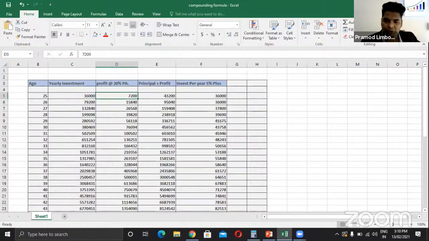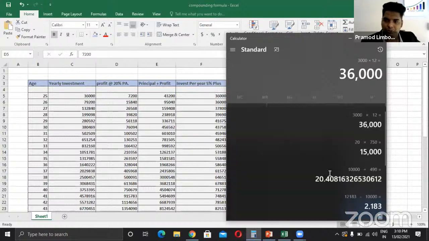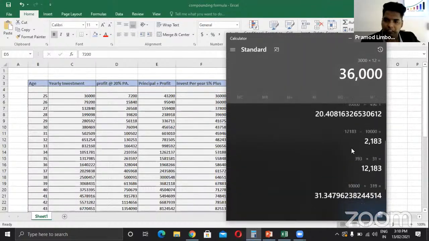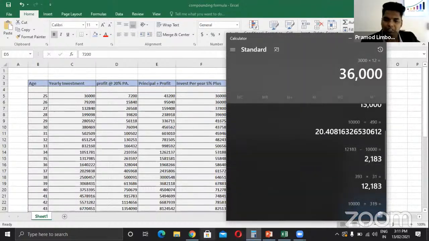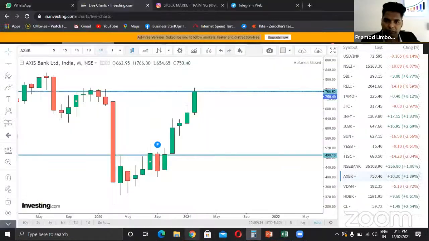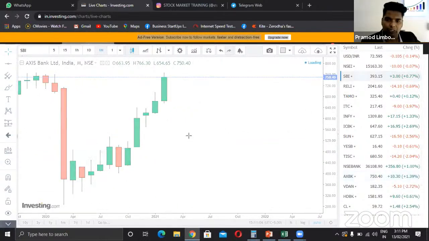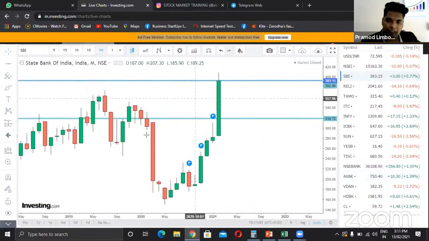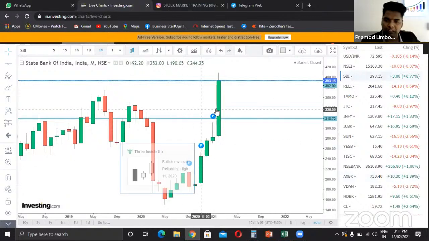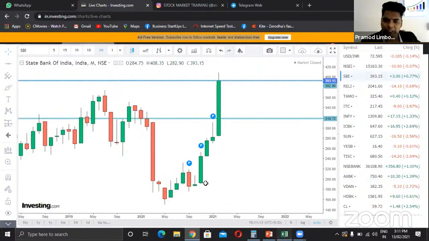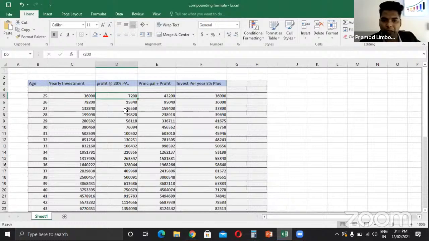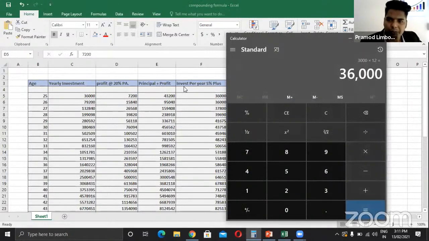I just showed you around 20% gain in just 2 or 3 months in SBI. In Axis I also showed you around 50% return. In SBI I showed you a 23% return in 1 year, even after a lot of losses, still they gave more than 20%. But still we are calculating a modest average return, that is around 20%. So if you calculate 20% on 36,000, then what will be your return?